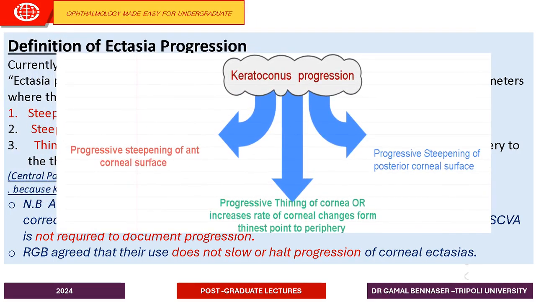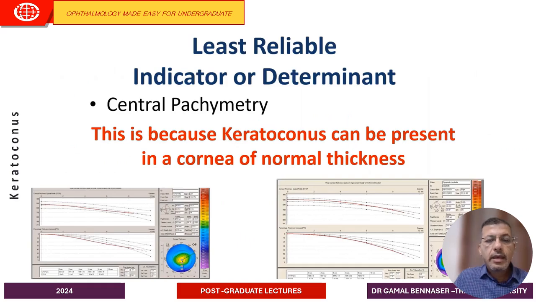Now, this is just a summary of what we have said: the documentation of progression needs 2 of these 3 variables to be documented before you say that. Here in this slide, I would like to remind you of this important fact: central pachymetry is the least reliable indicator for progression of keratoconus.